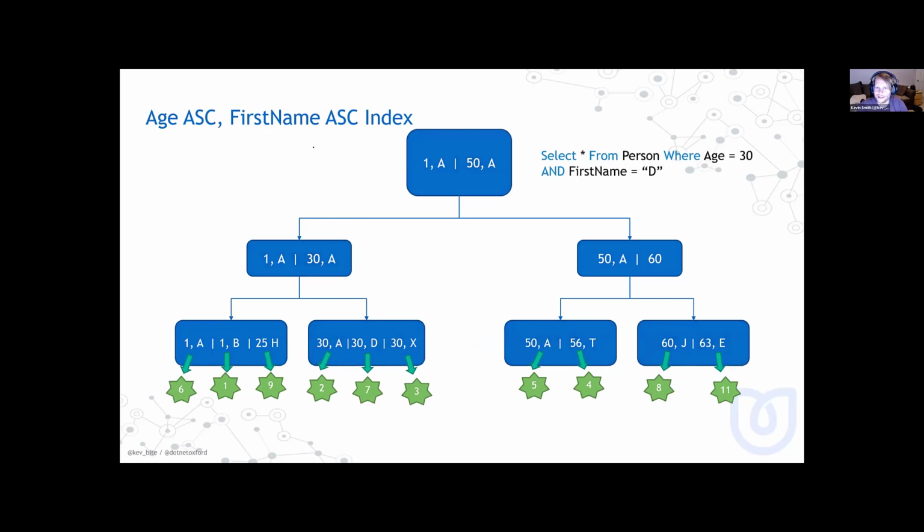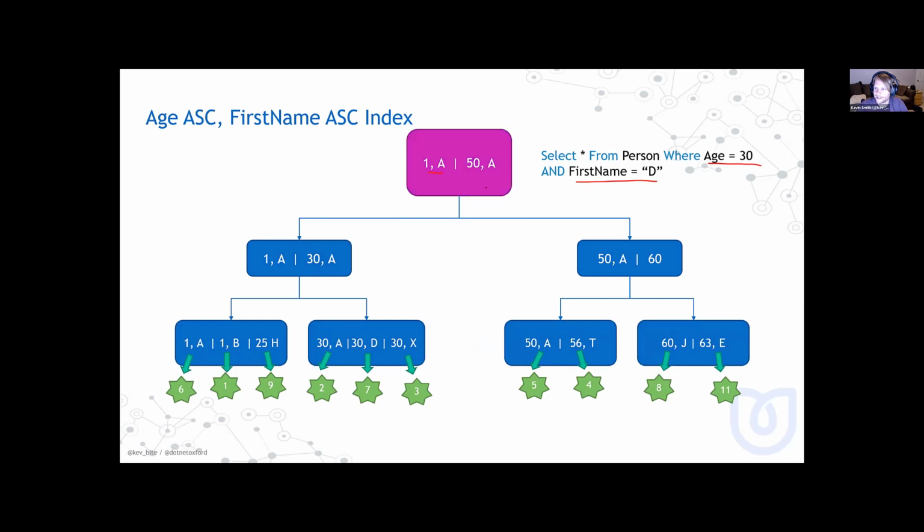So this is our other kind of index that we had, where we've got age ascending and first name ascending. And this time we've got a query of age is 30 and the first name starts with D. So to simplify things, I've only used single letters. This works exactly the same, except the key has got multiple items inside of it, and we can compare them in the same way. So it just combines them.